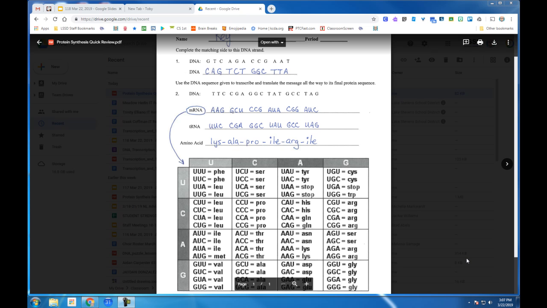and then I look for GCU, and I find it by going down to G and then over to U in the first column, and we get alanine. And then I continue that process, finding GGC, and I get pro, and then ILE, and then ARG and ILE. Okay, and that is the protein strand that would be made from that original strand of DNA.